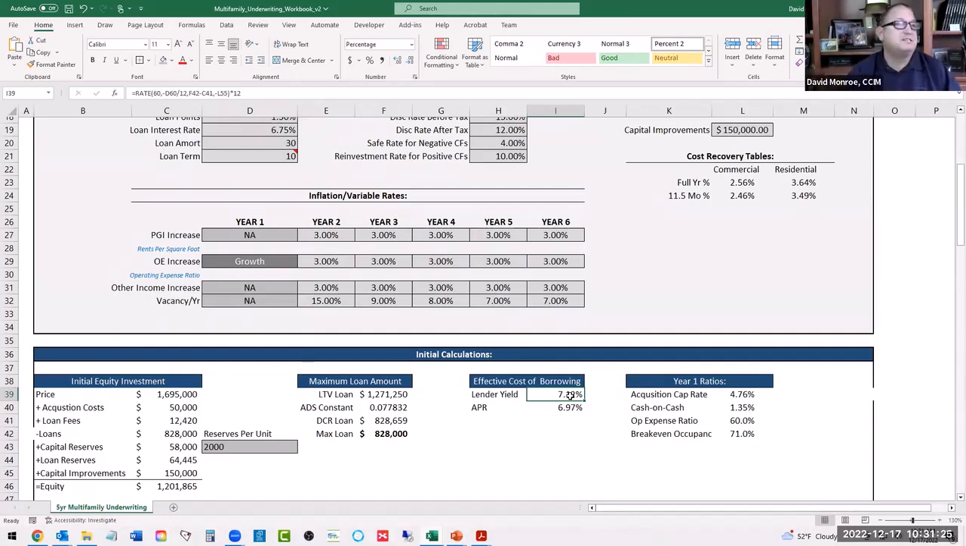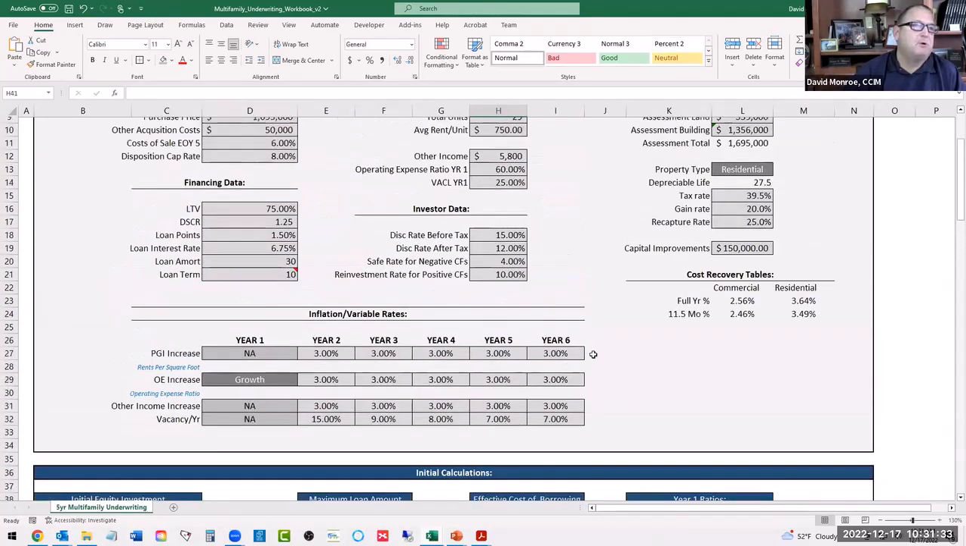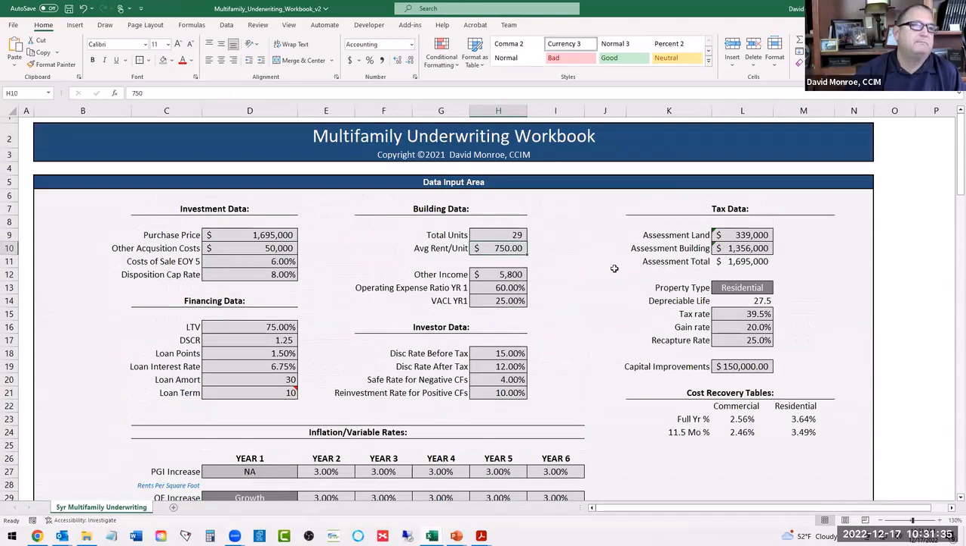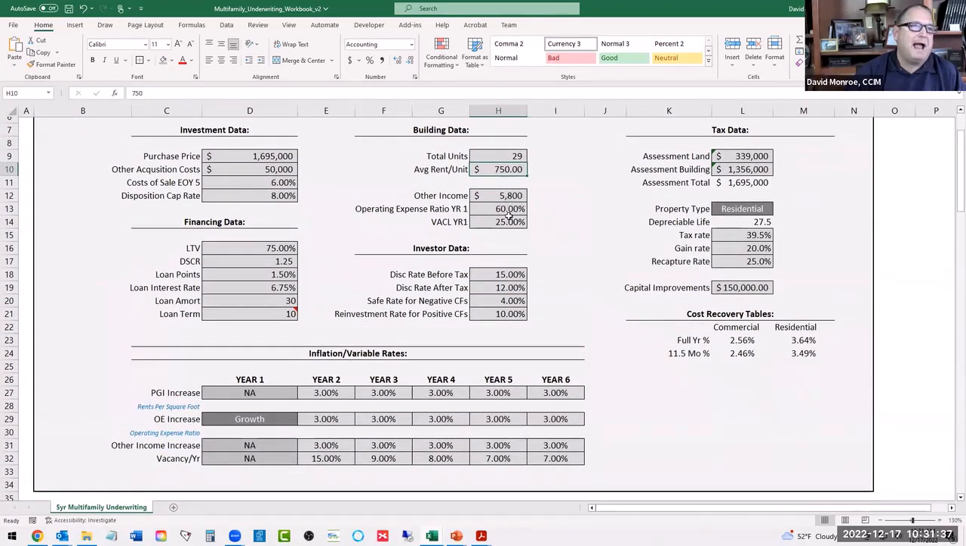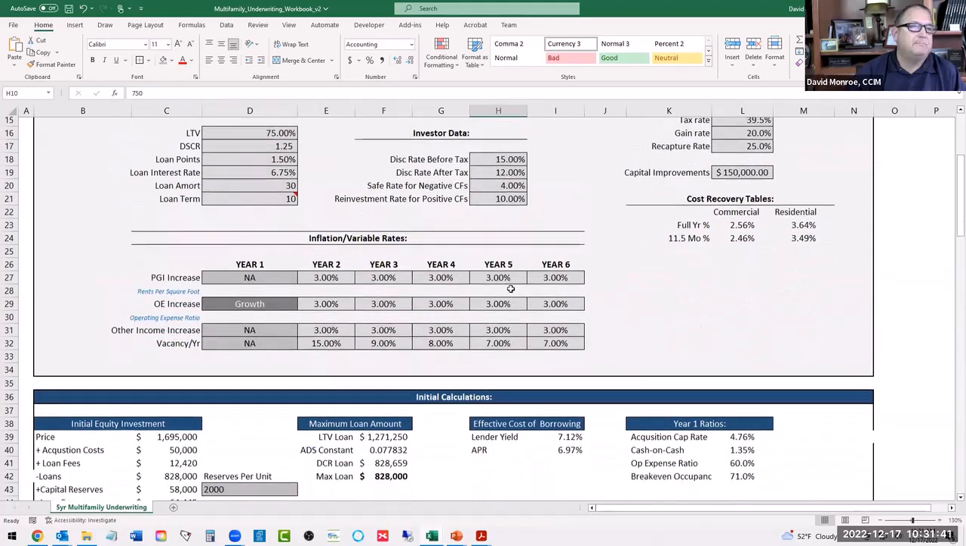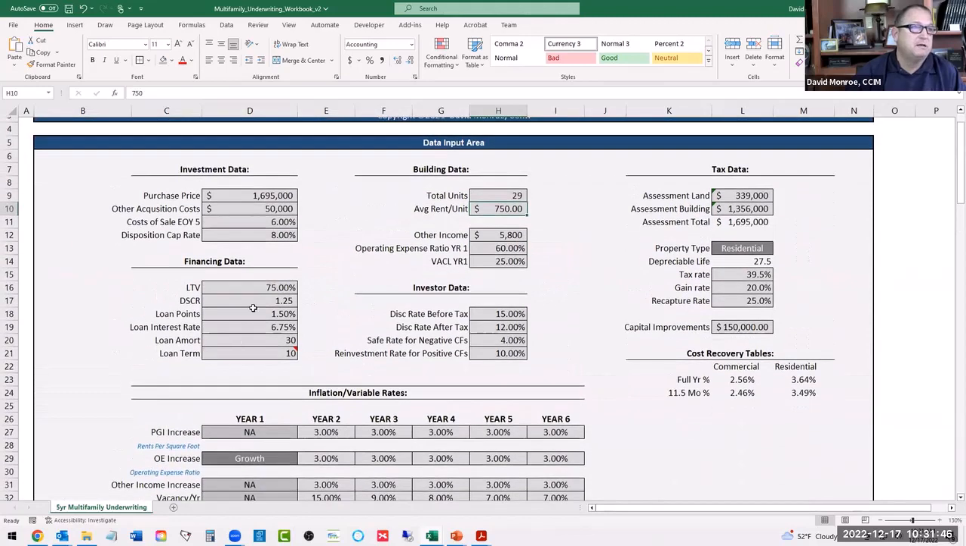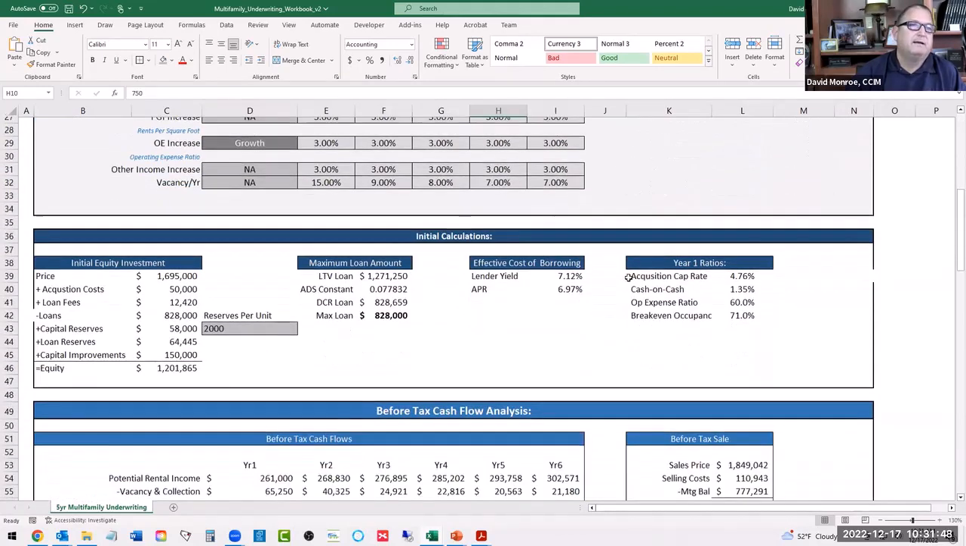All right. See, you don't see any of this information in any of those stupid guru models. Based on everything I've put in so far, my average rent per unit, my actuals and financials, my purchase price, my costs, my loan, everything, my acquisition cap rate at this point is 4.76. I get a year one cash on cash of 1.35.